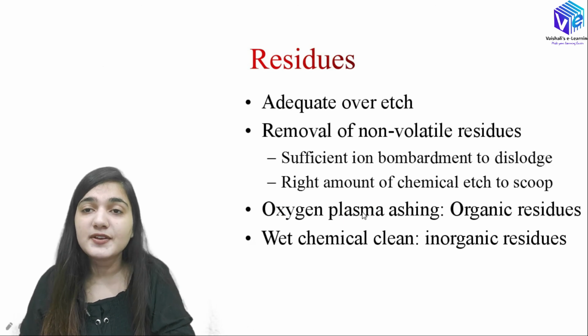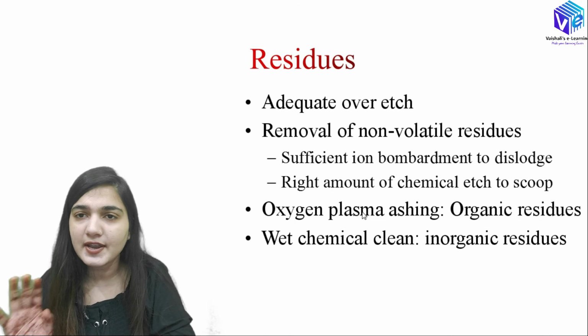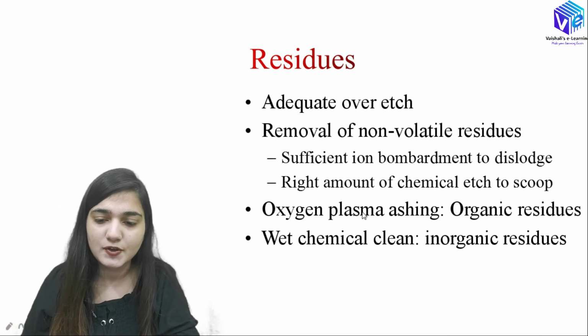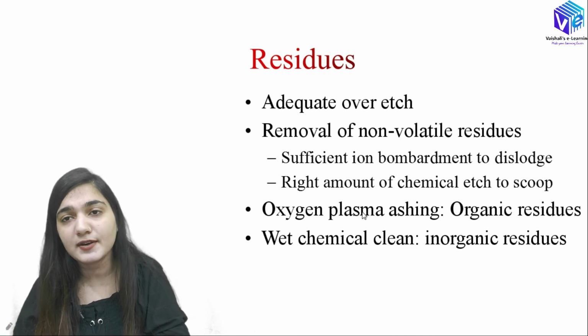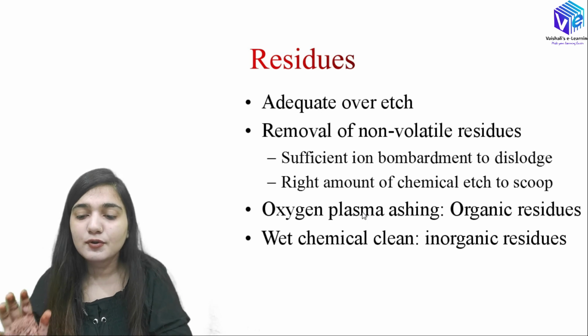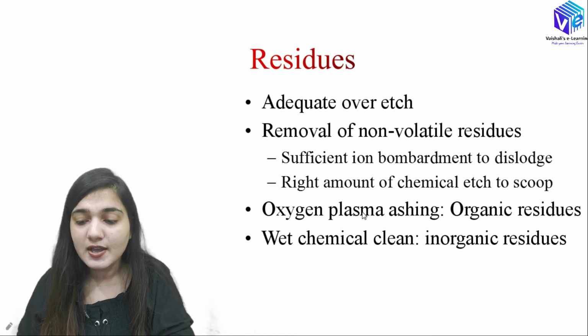I want them to be evaporated out so that the ion implantation process will be perfect. Okay, so it will not be affecting our diffusion and ion implantation process or any further process. So residues will be giving me inadequate overetch, so I have to remove the residues for adequate overetch controlling. So the removal of non-volatile residues is very important. I require sufficient ion bombardment to dislodge these residues. Then I want the right amount of chemical etching to scoop out these non-volatile residues.